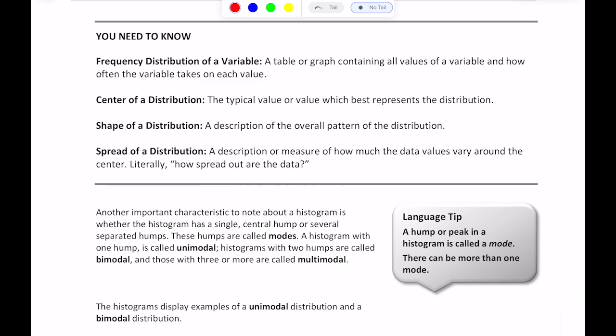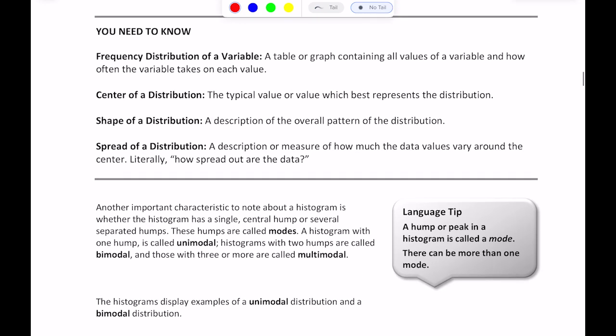It sometimes is important. Okay, so some things that are important that we talked about: frequency distribution of a variable. It's a table or graph containing all the values of the variable and how often that variable takes on each value. And then from that table, we created a histogram, which is just one type of graph we can use for quantitative data. And from that histogram, we looked at the center, the shape, and the spread. Okay, so the center is the typical value for right now that best describes the distribution.